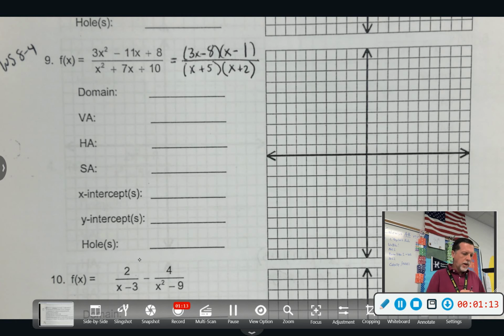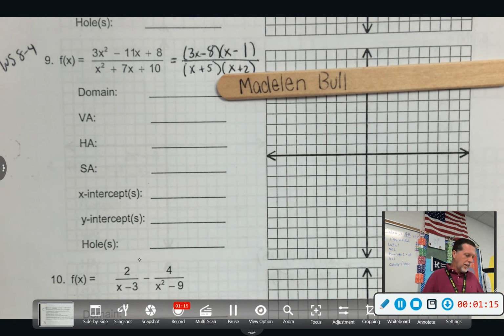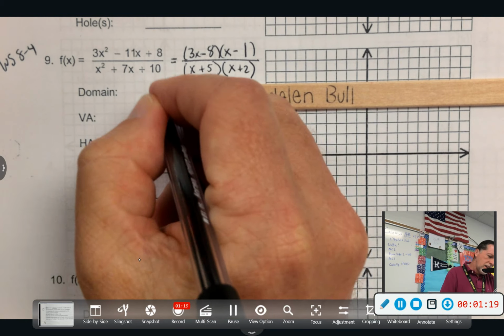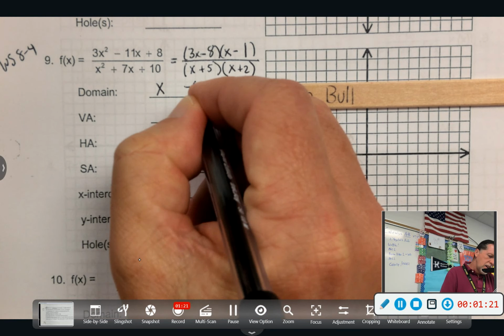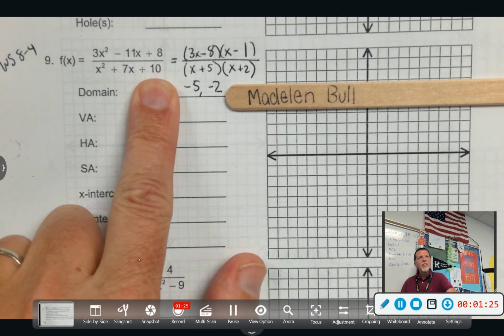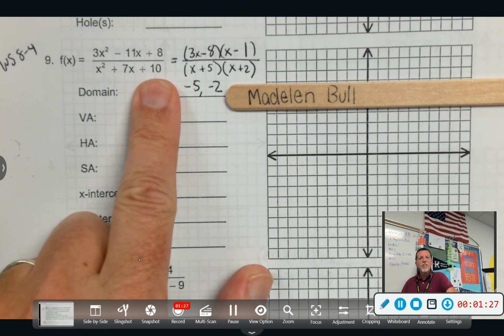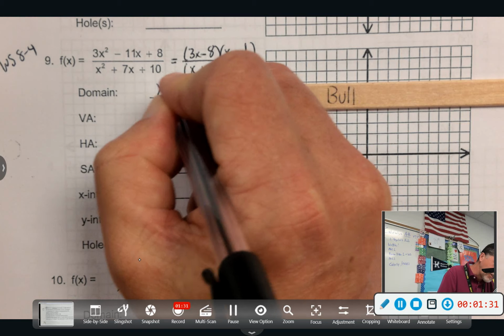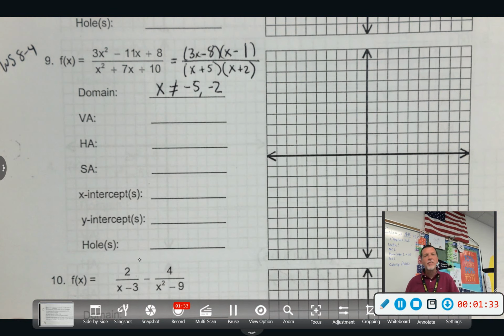So, let's start picking on people here. Madeline, how about domain? Is it negative 5 and negative 2? So, yes and no. I need more than just... Oh, it's not. Correct. It's the opposite of negative 5 and negative 2. It can't be negative 5 and negative 2.